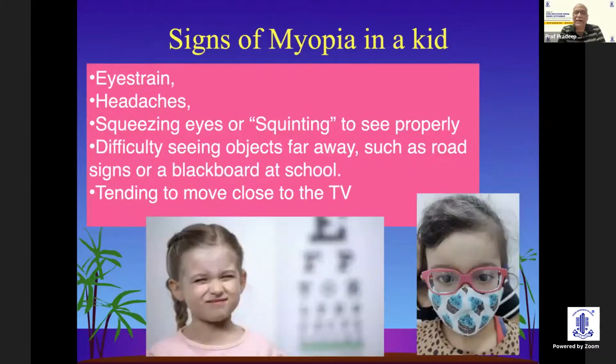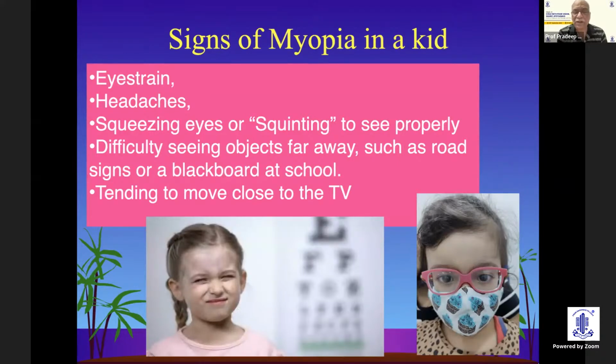So what are the signs of myopia in a kid? They may come with eye strain or headaches, squeezing their eyes. I think this is used in English language as squinting, which we nowadays use for another reason. The squint would be for us eye deviation, but they tend to squeeze their eyes or make the aperture narrow to see better. Usually they come closer to the objects.